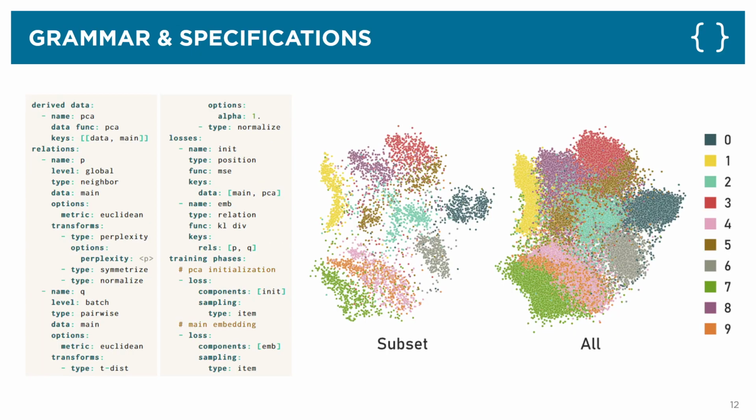Earlier, I briefly showed you an example of a parametric t-SNE routine. This is what the specification for that looks like. I won't go into too much detail here, but you can notice that we set up some slightly more complex relations that are based on transformed distances. We also use multiple training phases to mimic an initialization of the coordinates with PCA, which is often used in modern t-SNE implementations. You can pause the video to have a closer look, or you can read about this example in more detail in our paper.